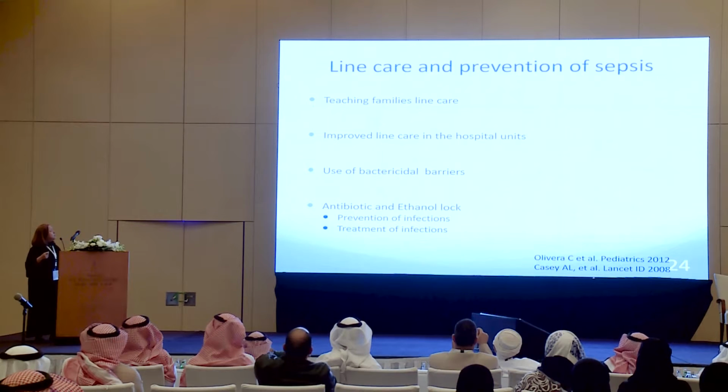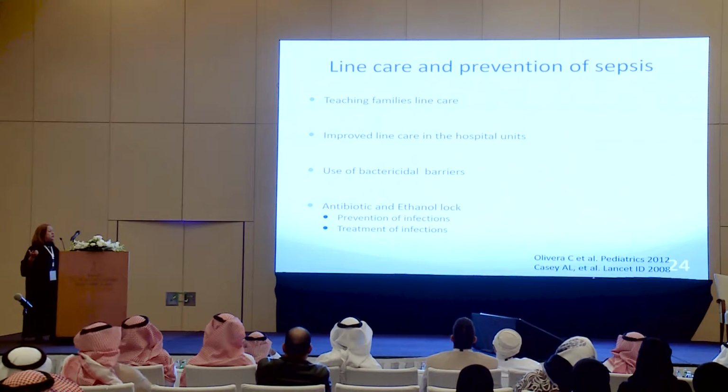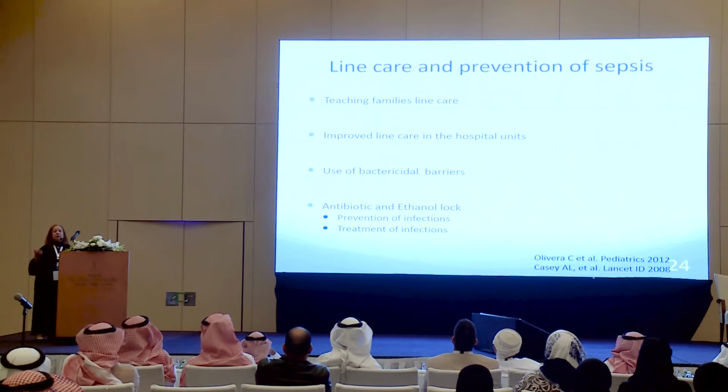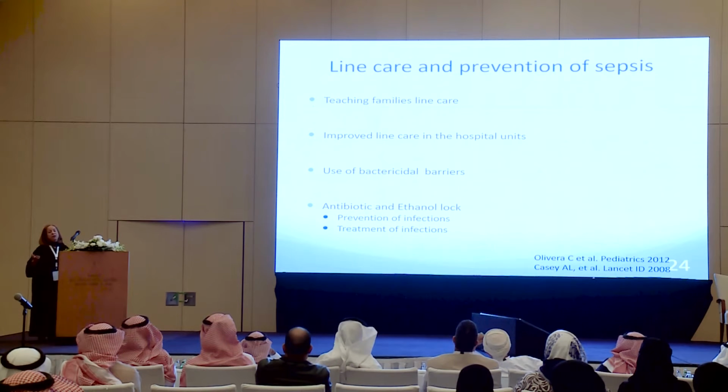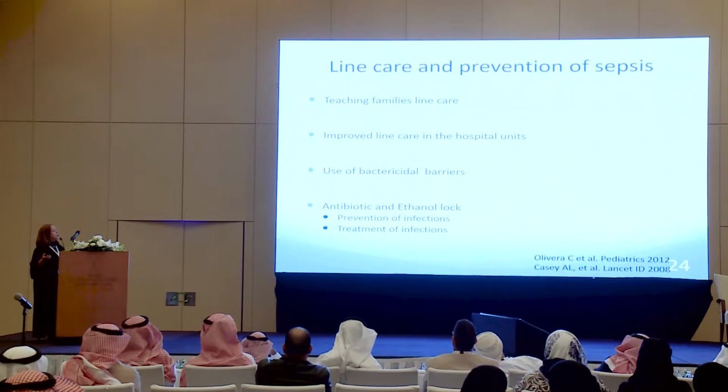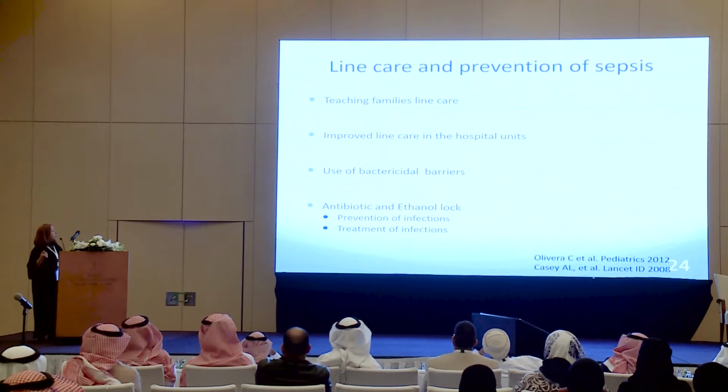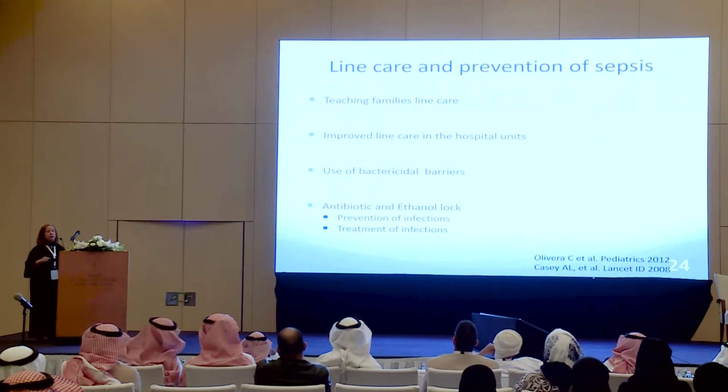Recurrent sepsis: line care and prevention of sepsis. Teaching the family, since most of our patients are home on home TPN. We need to teach the family how to care for that. We need to improve the line care in the hospital. We can use bactericidal barriers at the entrance of the Broviac, and we can also use the antibiotic lock for prevention and treatment of infections.